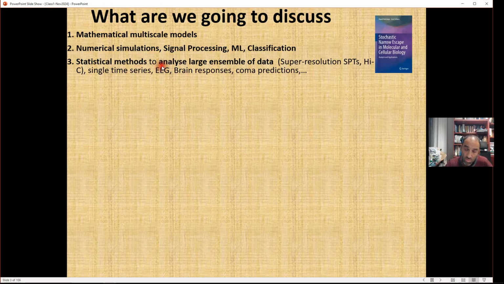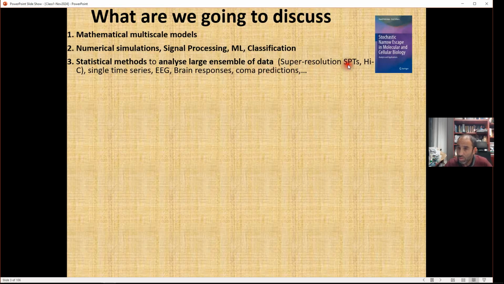Okay, and then statistical methods are important. We'll discuss some approaches like mean field models, how to average a neuronal network from single neurons to many, how to analyze an ensemble of data. This is quite important when you have statistics, especially clinical statistics. How do you get some useful common behavior, common patterns in the behavior of the brain?